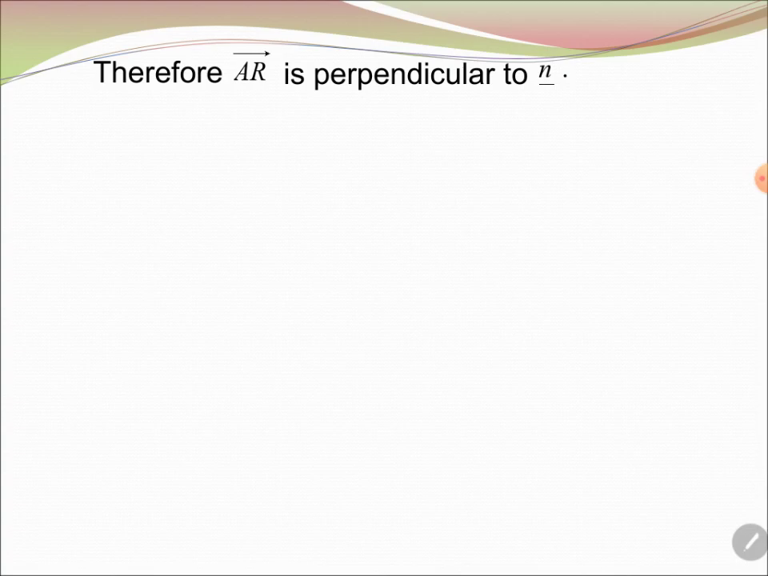Therefore, AR is perpendicular to n. So what do we know about perpendicular? If we find the scalar product between perpendicular vectors, it is equal to 0. That's why we can say that AR dot n is equal to 0. Because AR is the line or direction on the plane, and the normal is a vector that is perpendicular to the plane, then the dot product between these two vectors is equal to 0. What is AR? AR is OR minus OA.